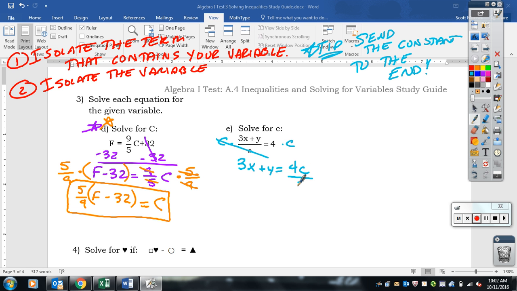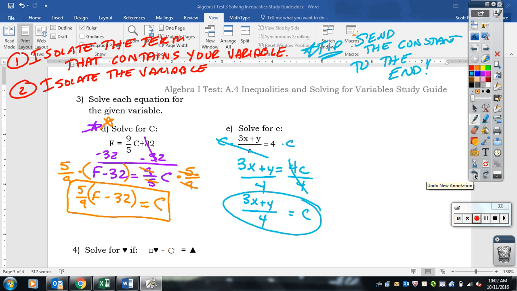Now it says to isolate the variable. So we divide this by 4. Let me divide this side by 4. And I have c equals 3x plus y all over 4. So it really just looks like the 4 and the c swap places, and that's my final literal equation rewritten for a different variable.